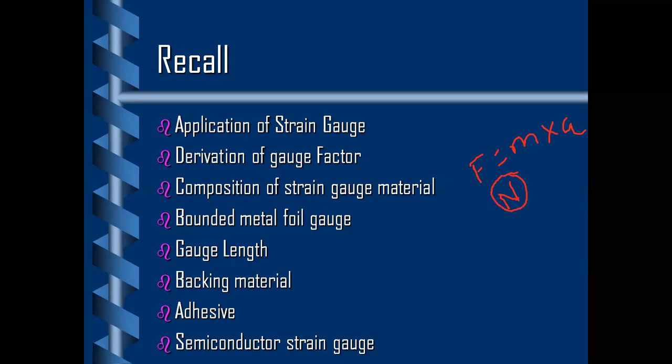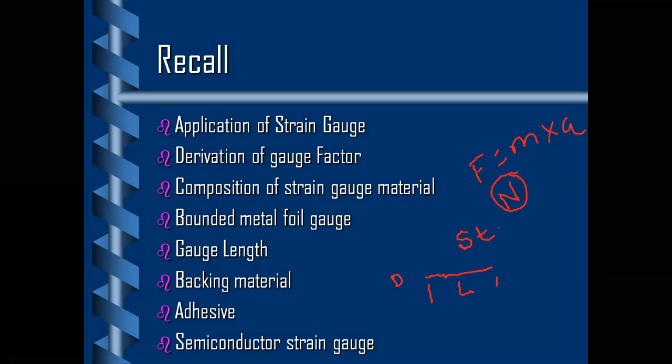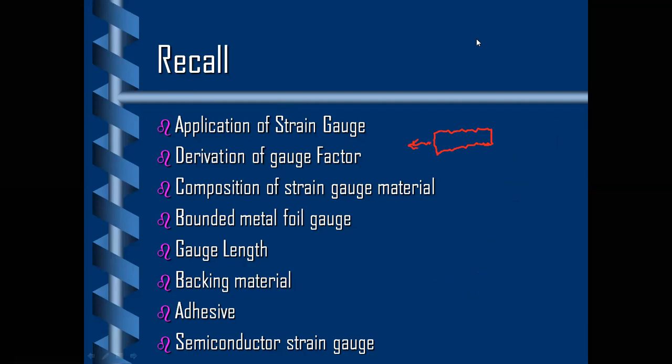Newton. Then we have seen the strain gauge. So what is a strain gauge? A strain gauge is nothing but a wire that has a length and also a diameter. When a force is exerted on that wire, suppose this is the strain gauge filament, and we apply a force on it, automatically the length of this strain gauge is going to change.